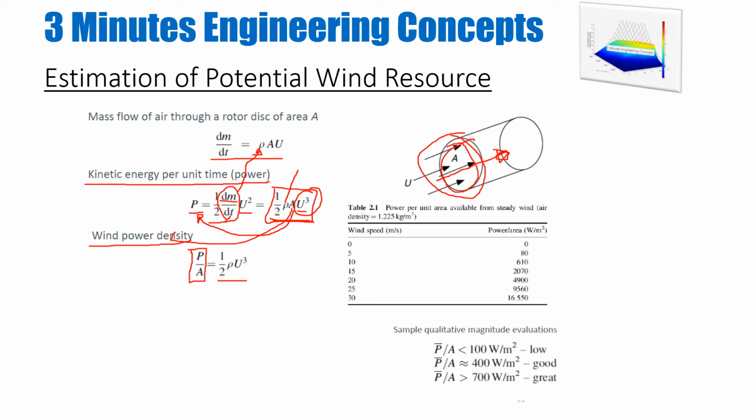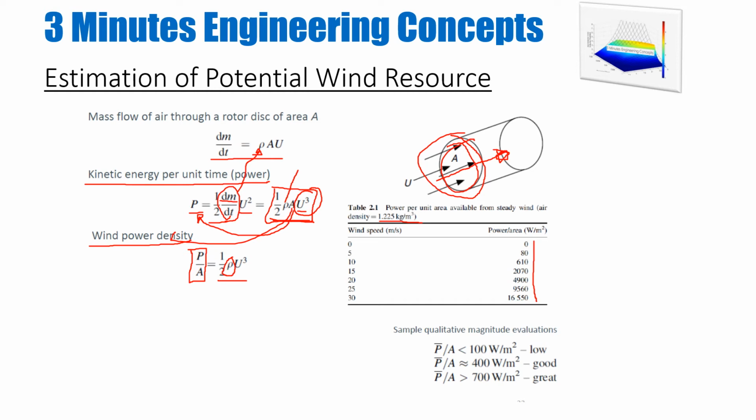So now if I assume my density of air to be constant for a certain region, let's say 1.225 kilograms per meter cubed, then for different wind speeds I can estimate the power density for that specific area. And you can see it's a cubic function, so it increases very drastically due to the cube.